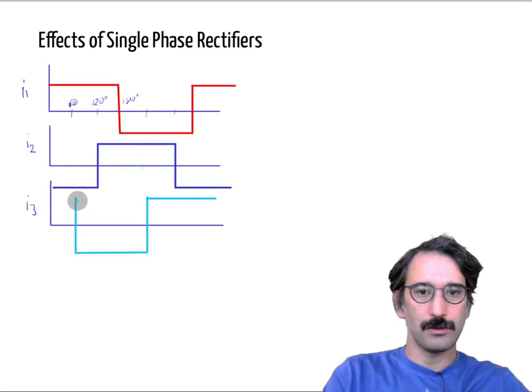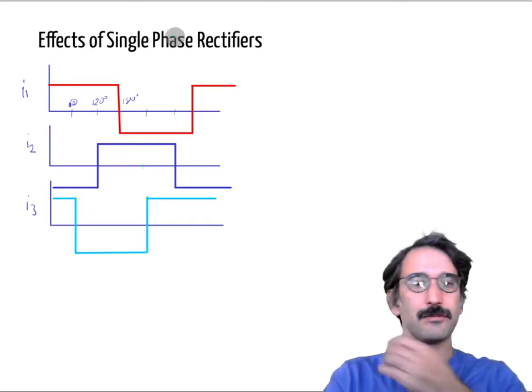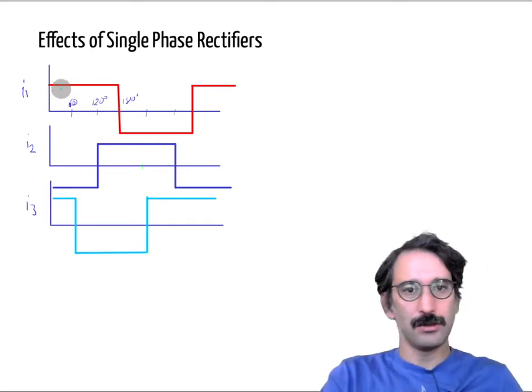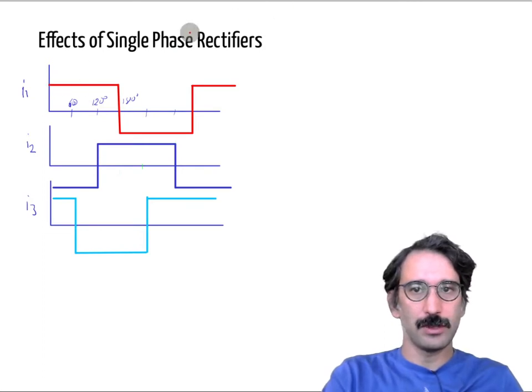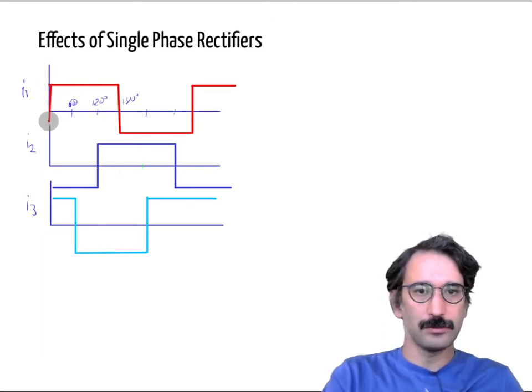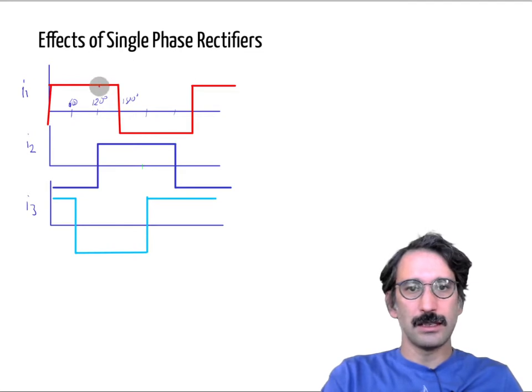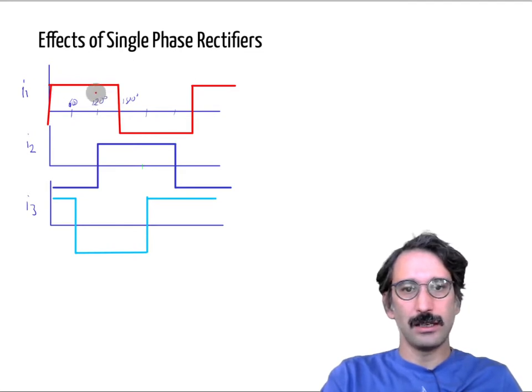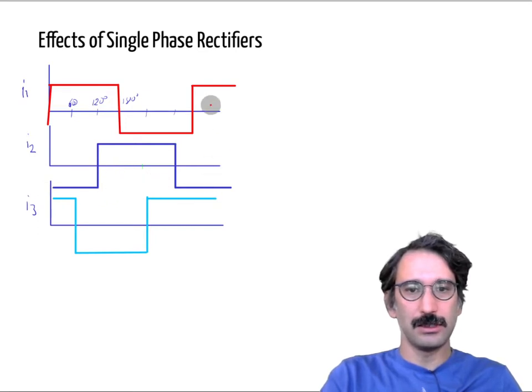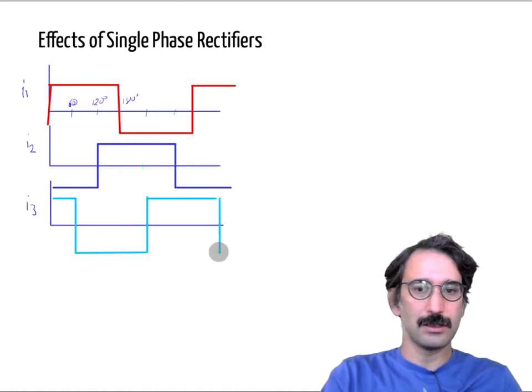I think if you just use a graph paper, it will be easier. But anyway, now let me draw that part as well. So this is IA. If you shift I1 by 120 degrees, you have I2. Then if you shift it again by 120 degrees, then you have the I3. Okay, so it is somewhere here.